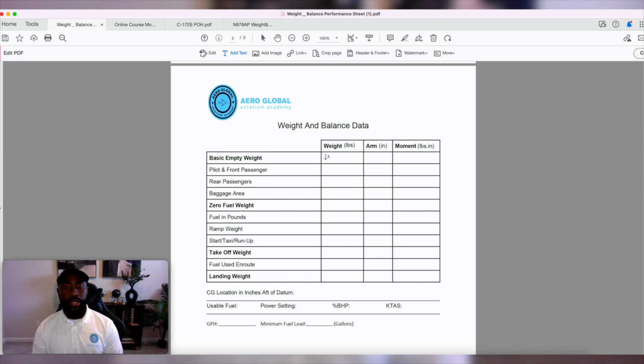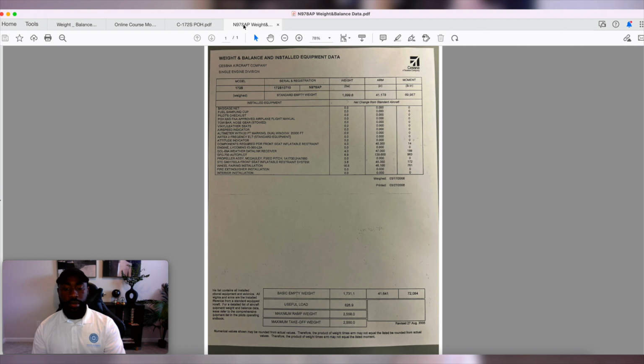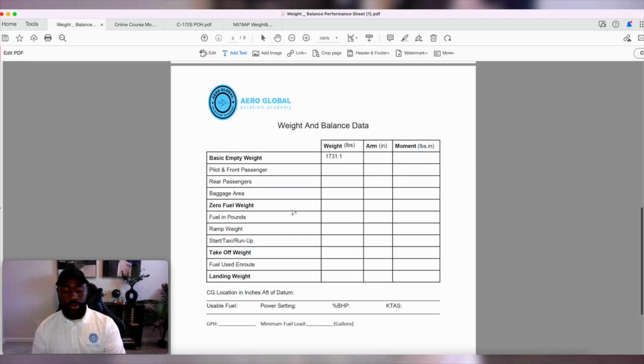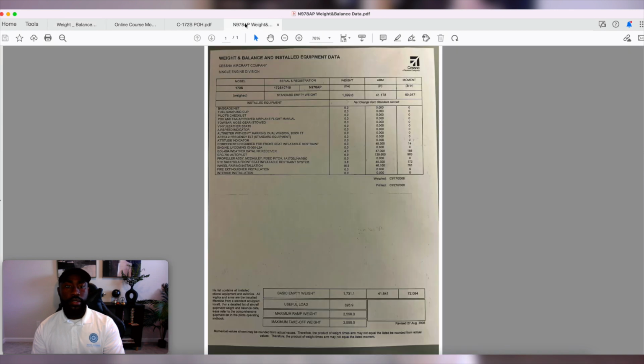So right here, I'll put 17.1 for my weight, and for my arm, coming back here, it's 41.641. I'll put that in here. And for the moment, 72,084.